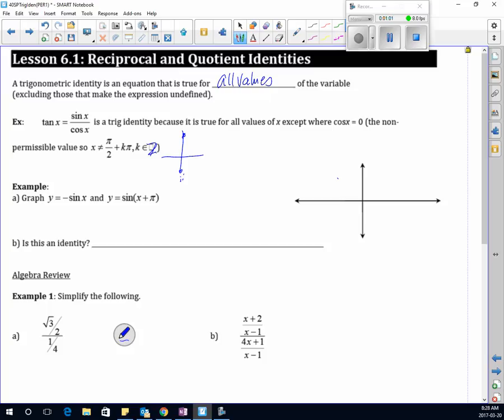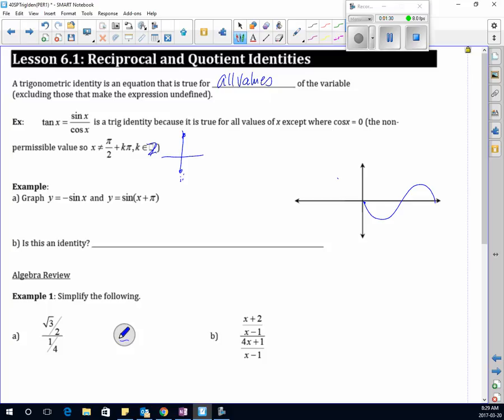Okay, so then we're going to graph y equals negative sine x. How do you do that? Y equals negative sine x. What's the sine graph that got reflected? So instead of taking your median and going to your max, we're going from our median and going to our minimum. So it'll be like this.